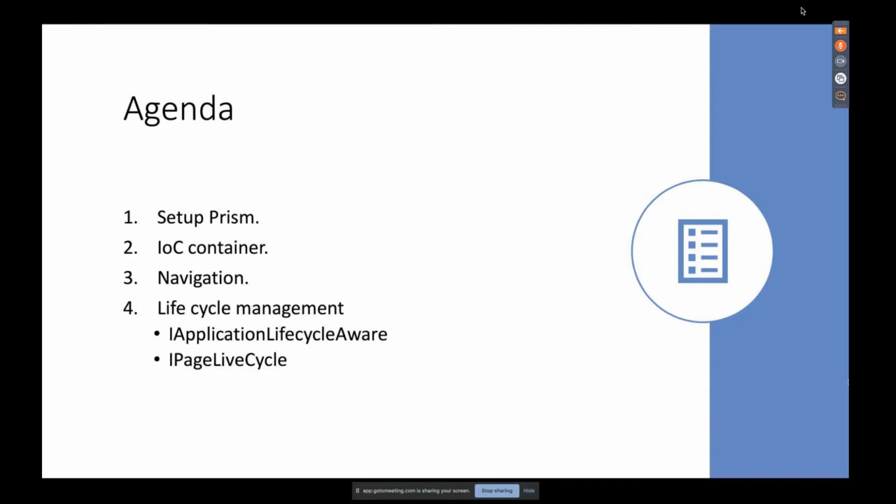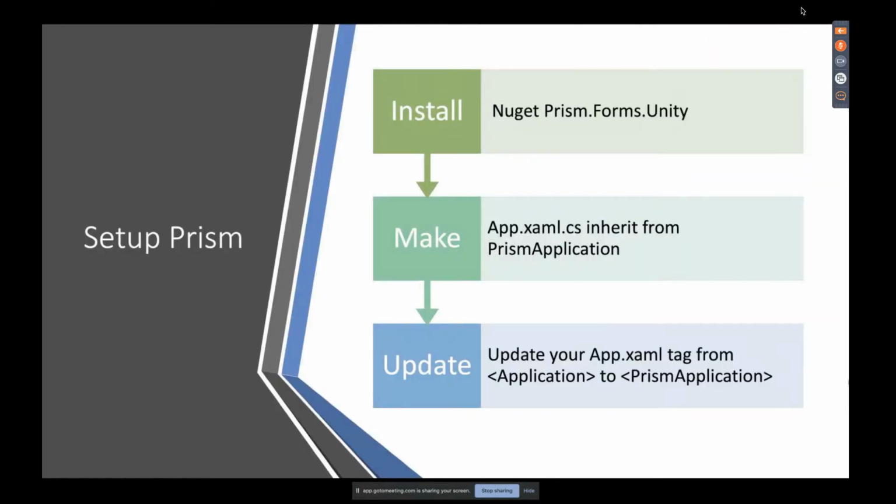Okay, so first of all, the setup of Prism, right? Three easy steps. The first one is installing the NuGet Prism.Forms.Unity, which will install all the dependencies. After that, we just have to make the App.xaml.cs file inherit from PrismApplication, and after that update the App.xaml to use PrismApplication instead of Application. Great. So that's easy enough, but it's better to see it in code. So here you have it.